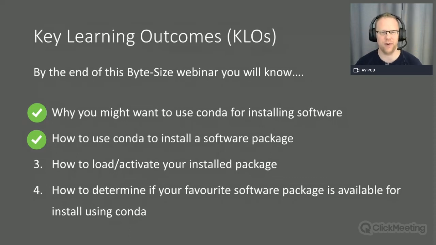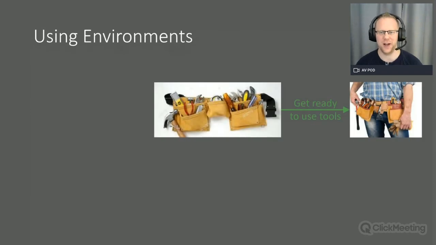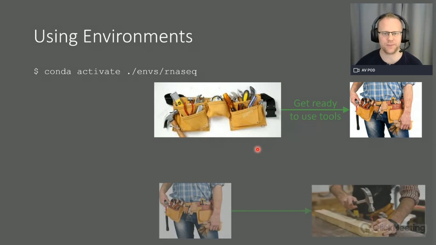And so once you've set up that environment, you then have to go about using it. So this is a bit like taking that tool belt that's got the tools already installed, putting it on ready to go. Okay, the command that you need for that is this conda activate and then the path to the environment. So in this case, I'd installed it under this envs subdirectory, and the name of the environment was rnaseek. And so by doing this, we can activate this environment and get ready to using the tools.